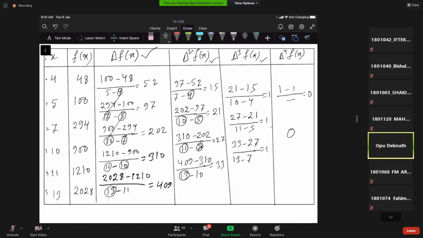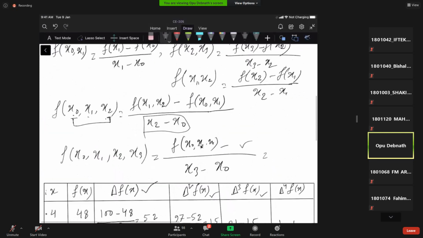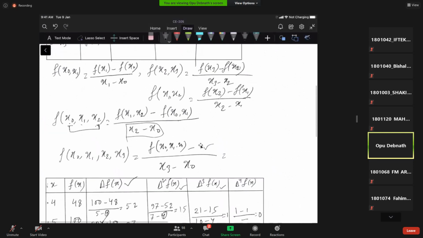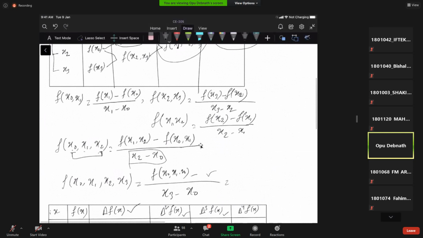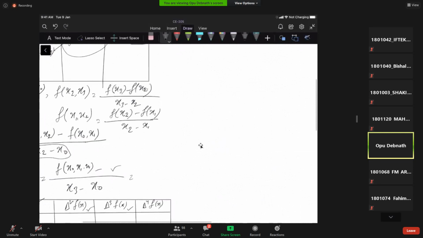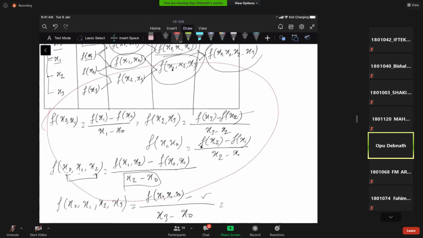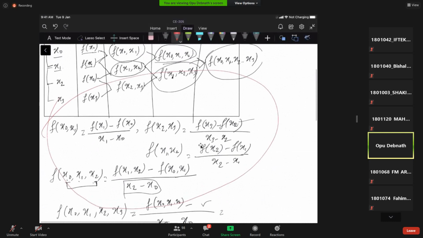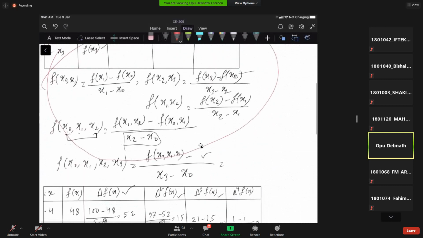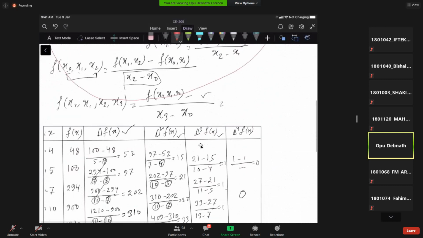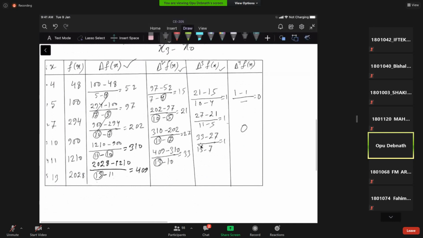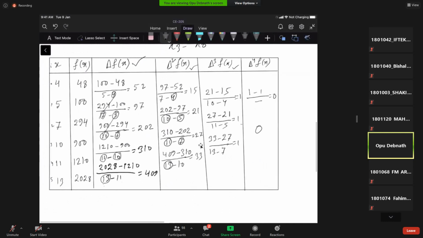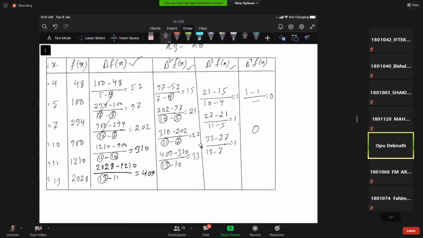Okay, so look at this. You never need to memorize these mathematical symbols and notations, or the operations. Nothing is required to memorize. Just simply follow the technique while forming the table. Once you form the table, we will show how to use the Lagrange interpolation formula.